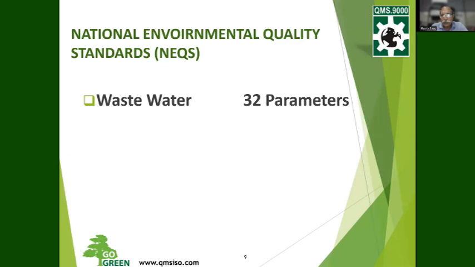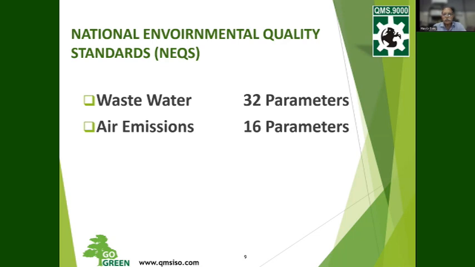And since we have to cover the next module, ISO 14000. Similarly, air emissions, there are 16 parameters.